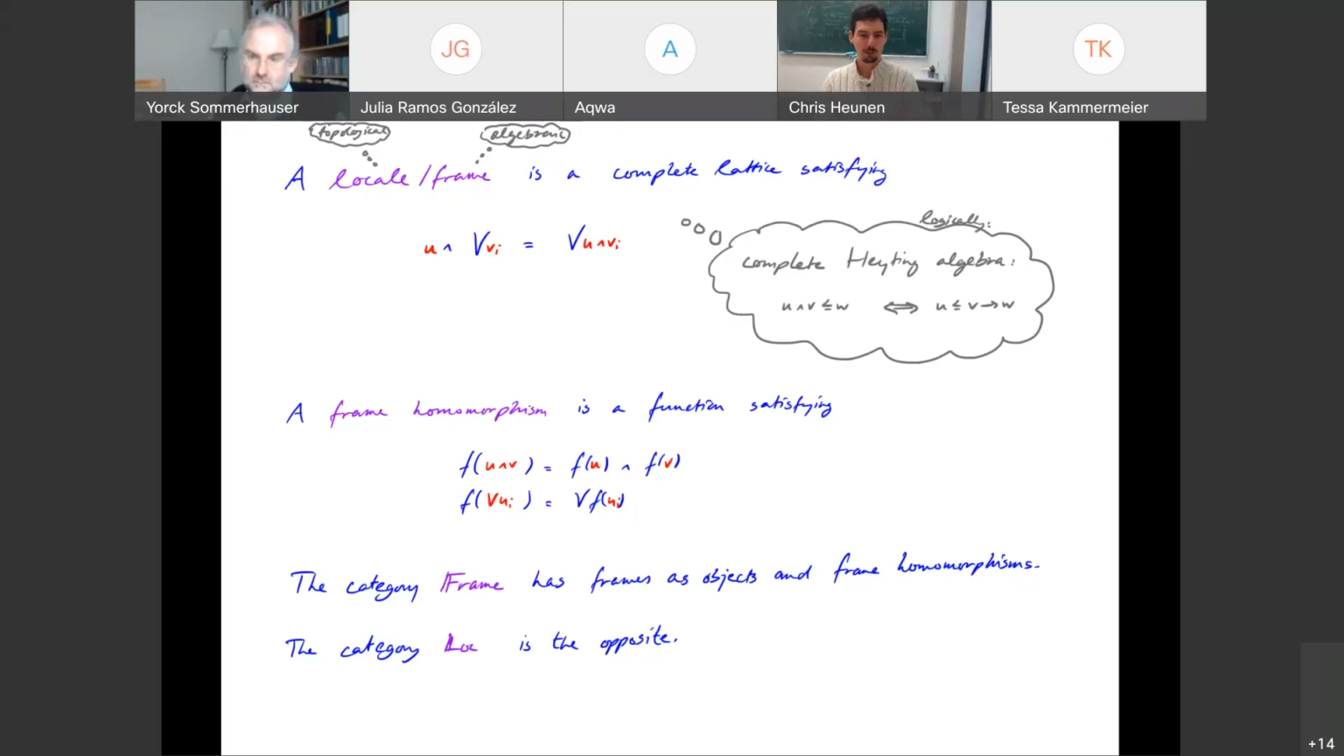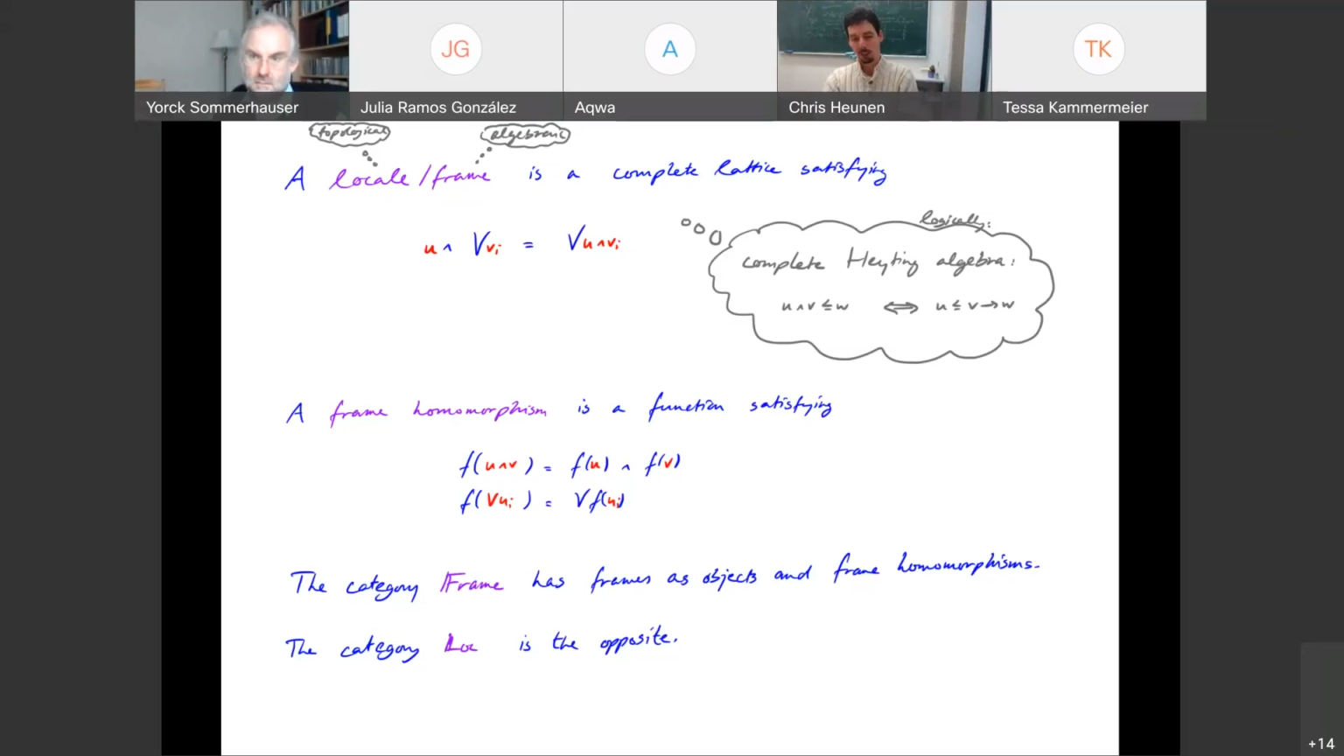So specifically, a frame homomorphism is a function that preserves meets, f of u meet v is the same as f(u) meet f(v). And it preserves suprema, so f of the supremum of a bunch of u_i is the same as the supremum of the f(u_i). So it's a frame homomorphism, and you can have a category called frames.